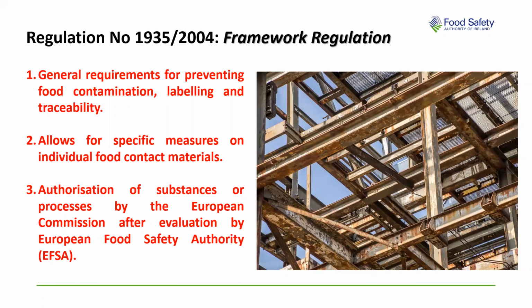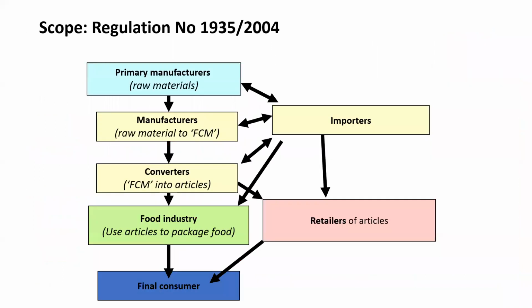So if you're a manufacturer of, say, a plastic product and you want to use a certain substance, that substance has to go through a risk assessment evaluation by the European Food Safety Authority before it can be put on an authorized list of substances to be used in the manufacture of plastics. Now, I'll come back to this a little later in the next few slides.